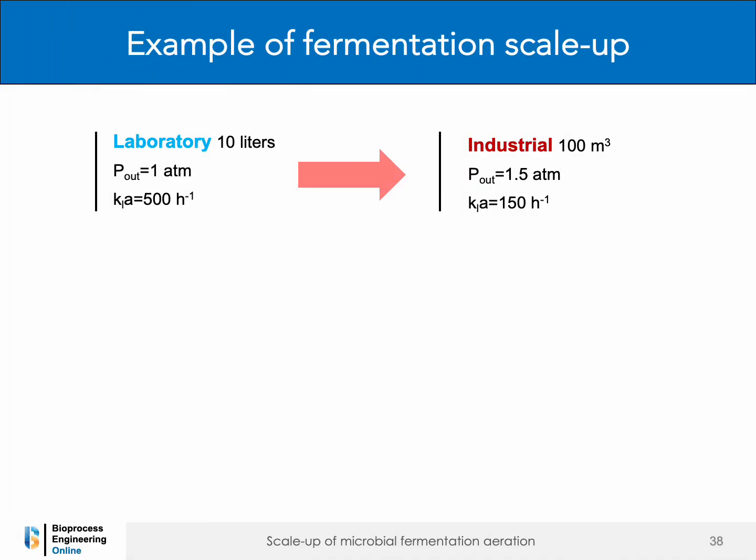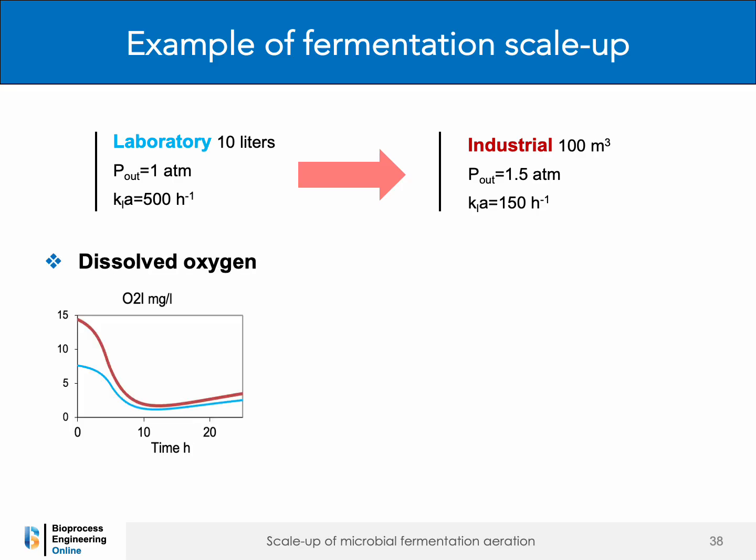Let's further consider the example of fermentation scale-up with controlled biomass concentration to avoid oxygen limitation. A metabolite-producing fermentation is scaled up from a 10 liters laboratory fermenter operated at an overhead pressure of 1 atmosphere and characterized by a high volumetric oxygen transfer coefficient, KLA, approximately 500 hours to the minus 1, to an industrial fermenter of 100 cubic meters operated at an increased overhead pressure of 1.5 atmosphere, but exhibiting a significantly lower oxygen transfer capacity near 150 hour minus 1.